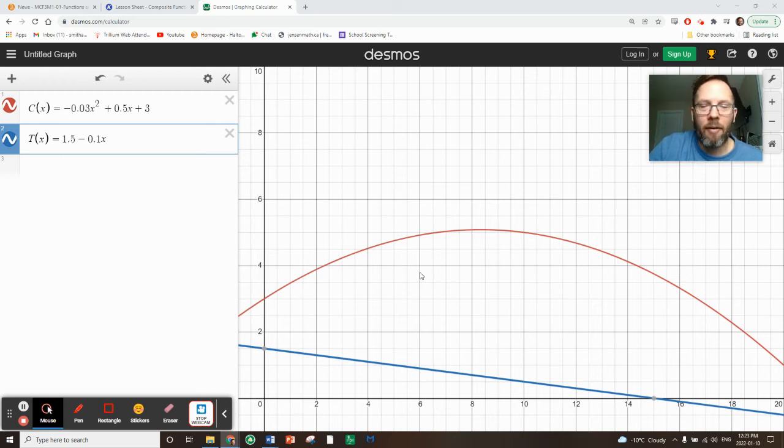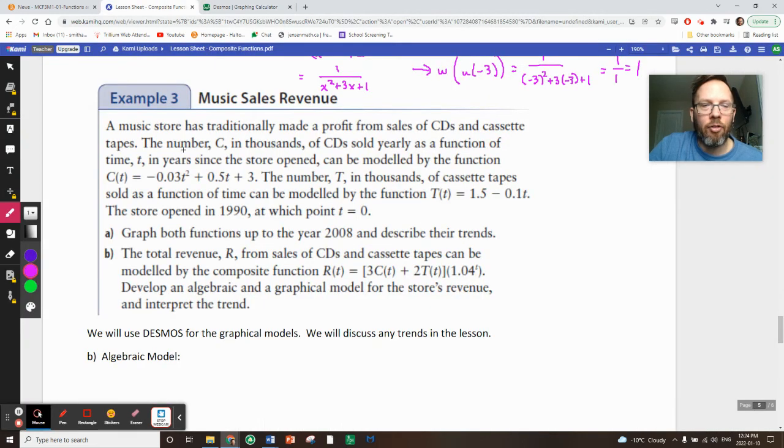But anyways, I digress. So we can kind of see the trends. CDs increased in sales until, again, about 1998, and then started to decrease. Tapes just steadily decreased until about 2005, and nobody's buying tapes anymore. So let's head back to the lesson sheet.